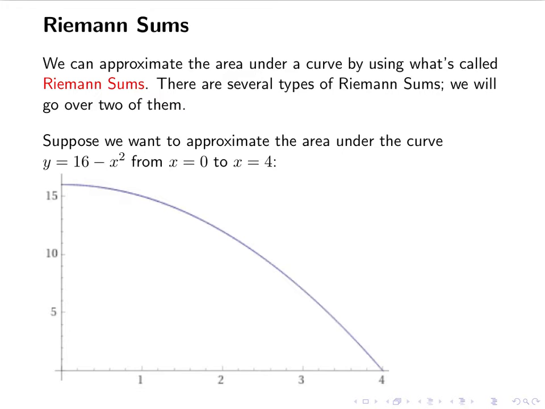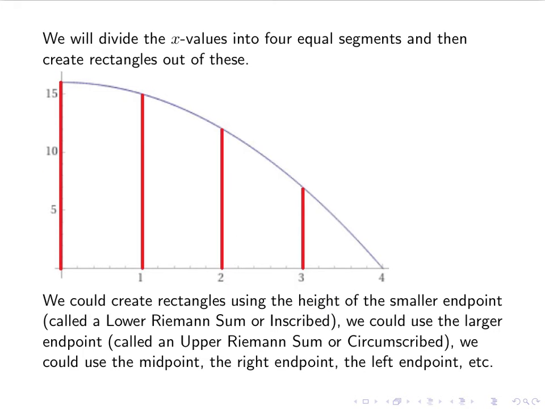So suppose we want to approximate the area under this curve, y equals 16 minus x squared from 0 to 4. What we're going to do is divide the x values into, in general, so many subspaces. We're going to do 4 in this case. So we're going to divide the x values into 4 equal segments. Since it's from 0 to 4, each of these segments will be a length of 1. And then we're going to create rectangles out of these.